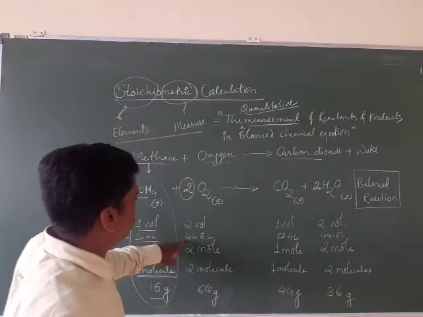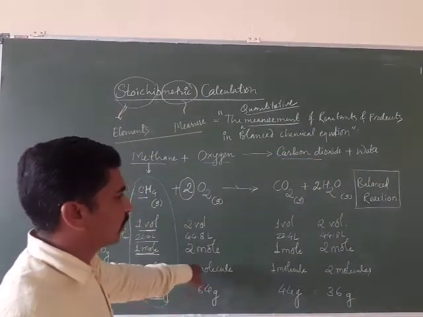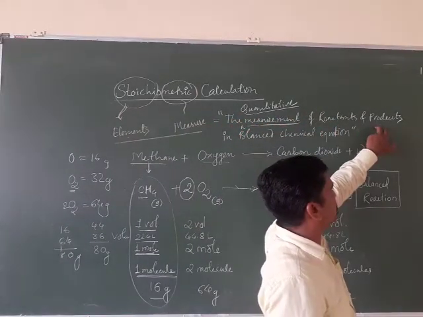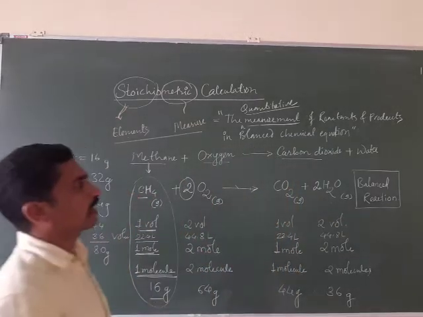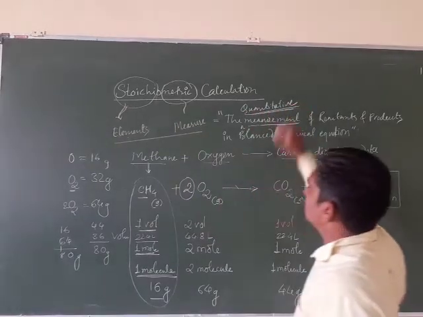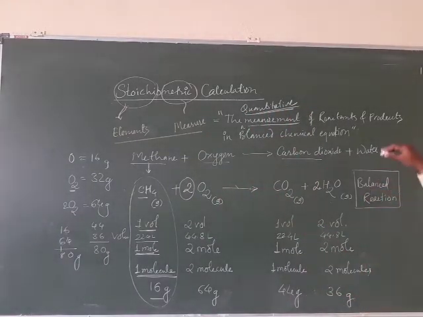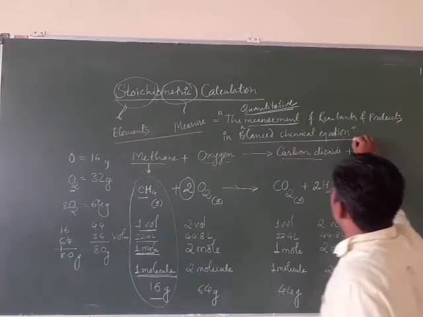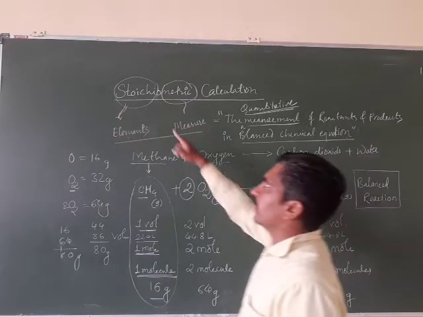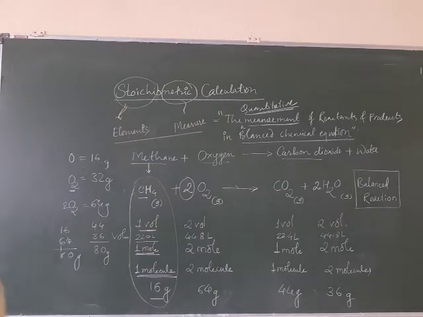So these are quantitative measurements, either in the form of volume, number of moles, molecules, or mass. How much reactant is consumed, how much product is formed, which is represented in the form of quantity. So the quantitative measurement of reactant and product in the balanced chemical equation is called stoichiometric calculation. Have you understood this point?